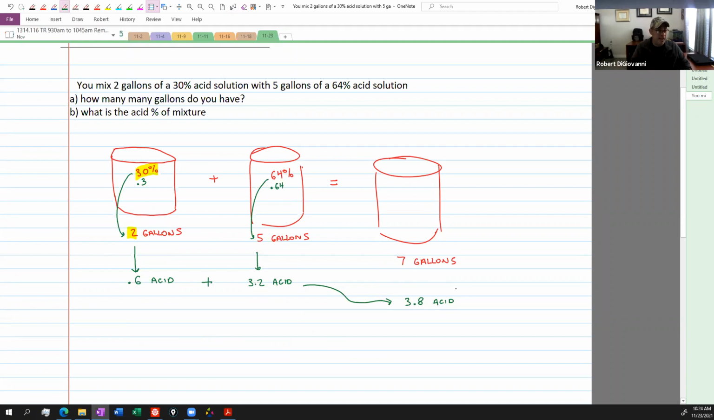That doesn't give me a percentage though. What do I need to do with that number to get the percentage? What I'm saying is that of this mixture, 3.8 gallons of it is acid. So what do we do?